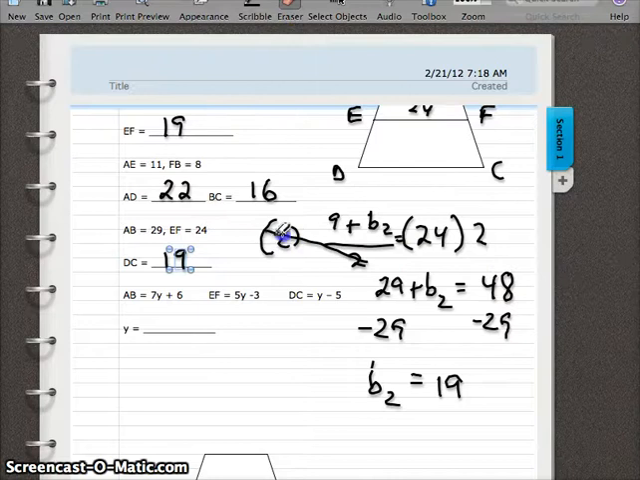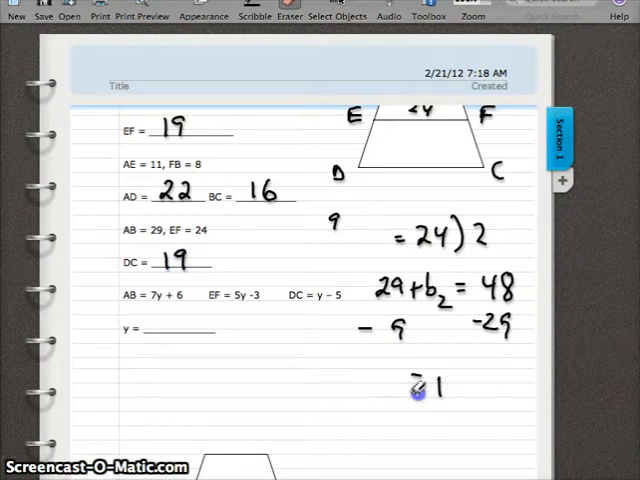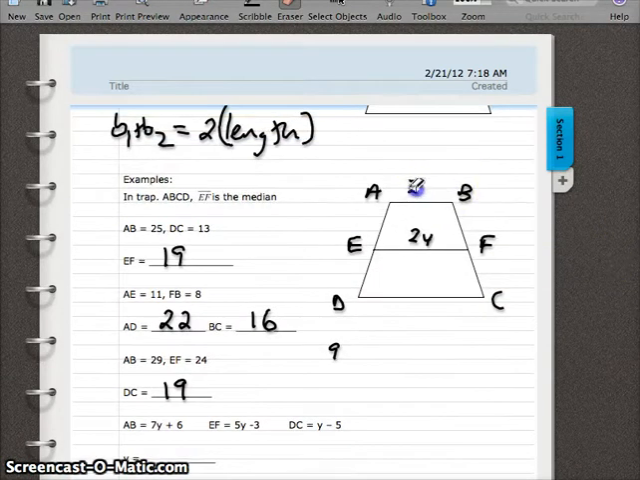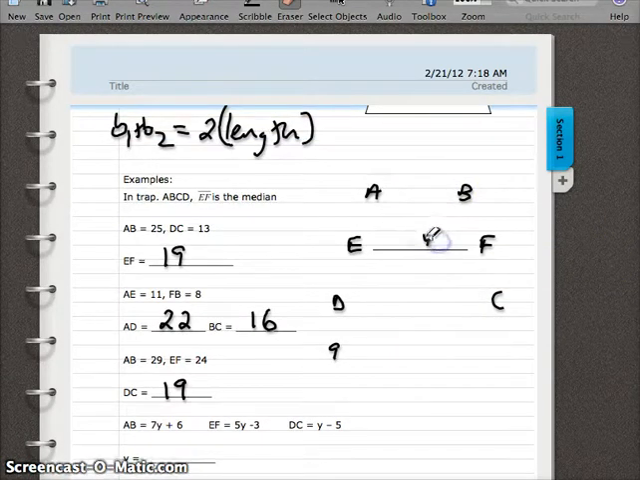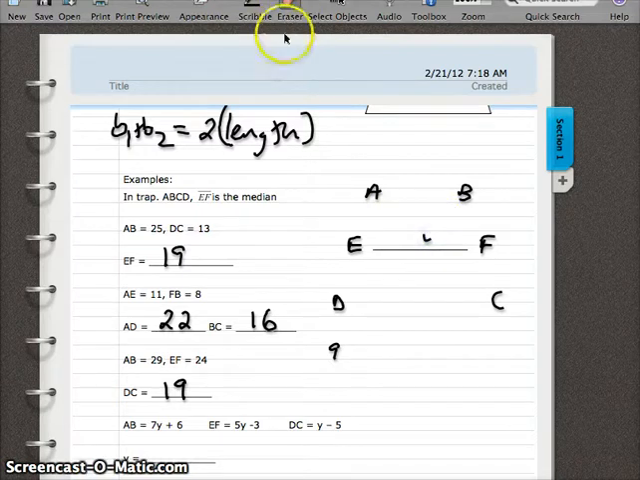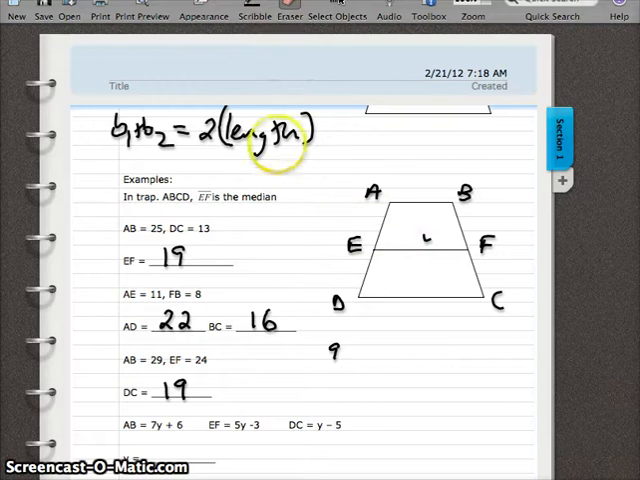Alright, let's try one more. See if I can get rid of all this work here. Come on, we're wasting time here. Oops. Oh, I keep getting rid of the trapezoid. Why? Alright, that's good enough.